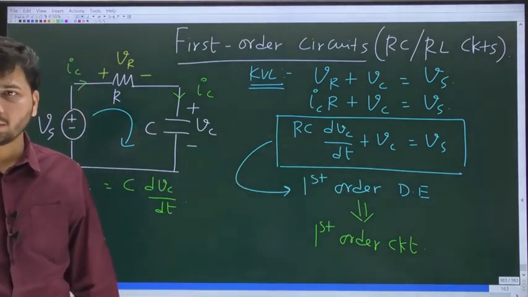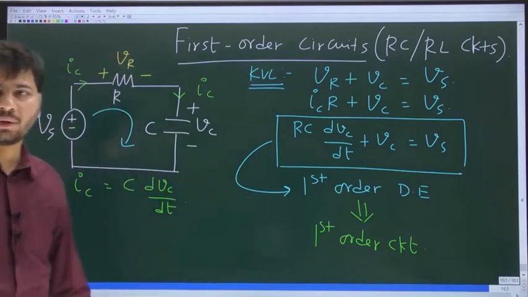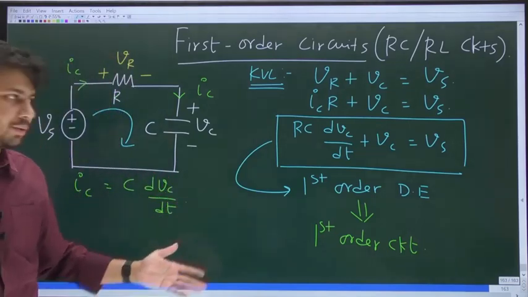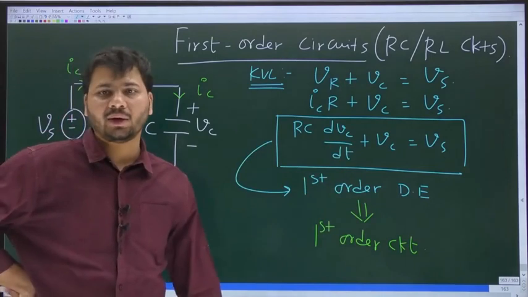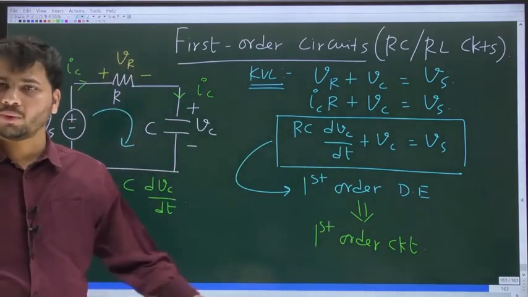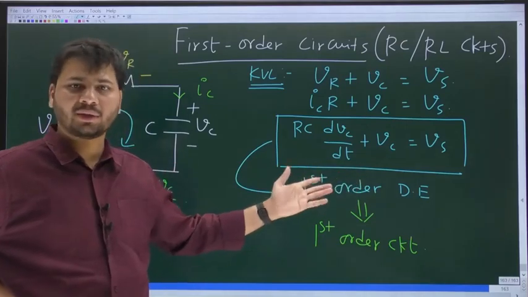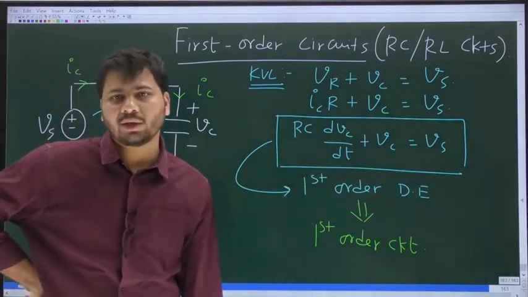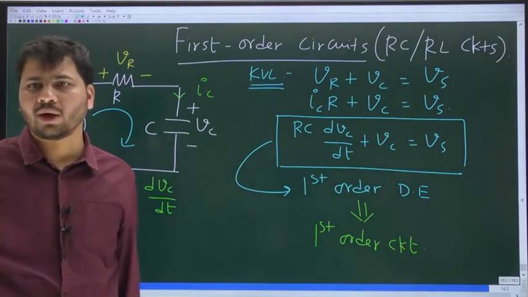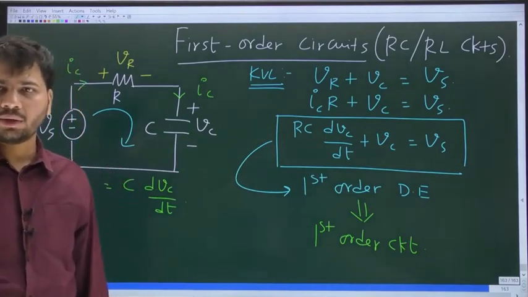So for the RC circuit, what is the differential equation governing the circuit? RC dVc/dt + Vc = Vs. And if you solve this differential equation, you will obviously get Vc as a function of time, and you know how to solve any differential equation.